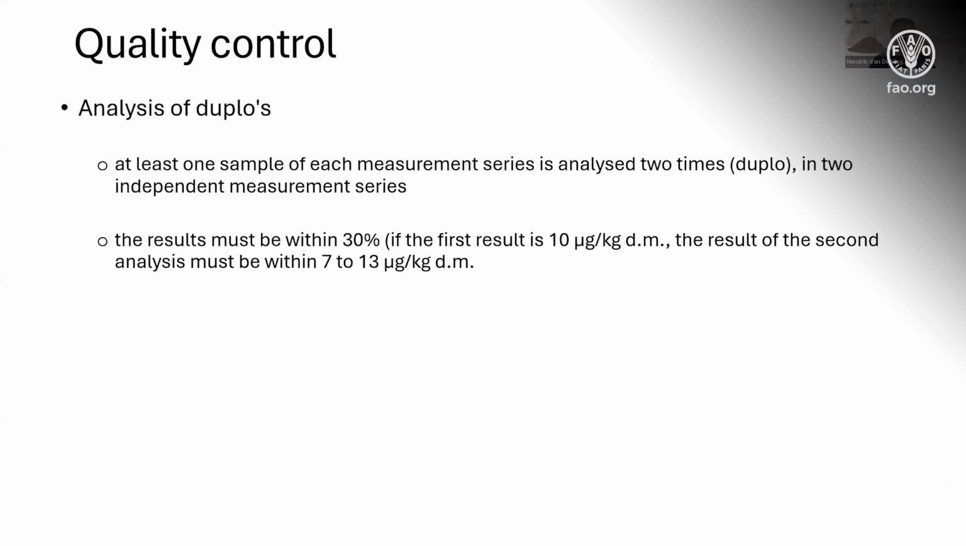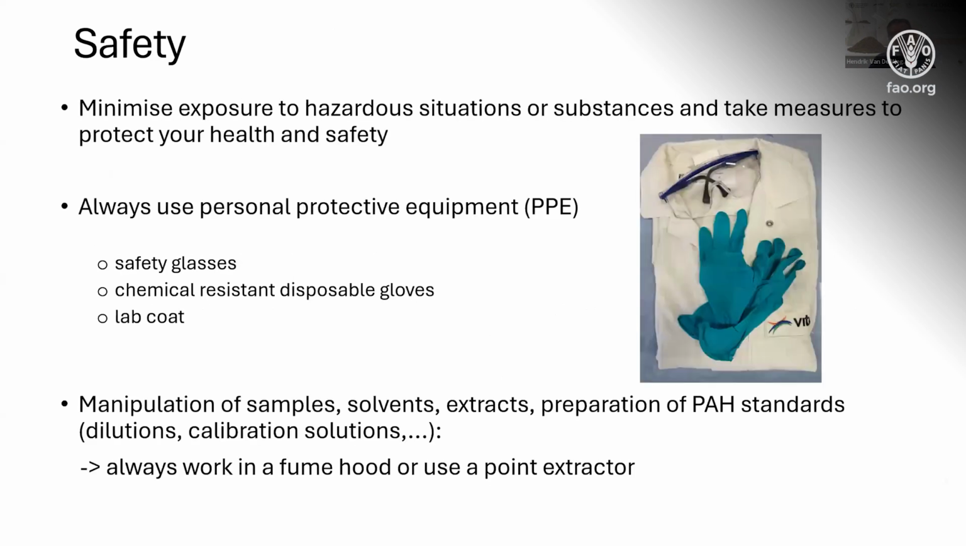One important note to end with, and that is that we have to realize that these are hazardous substances, carcinogenic. So we have to minimize exposure to these substances and take measures to protect our health and safety. So always use safety glasses, a lab coat, and chemical-resistant disposable gloves. These gloves, you throw them away each time you use them, so don't keep them to use again. When you manipulate PAH standards or samples or extracts, each time you use the gloves, after use, dispose of them.